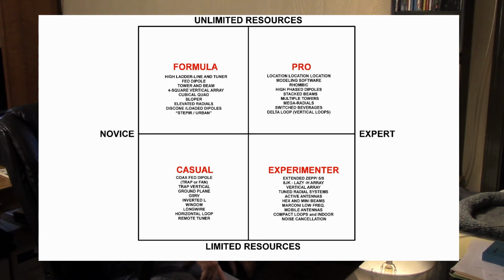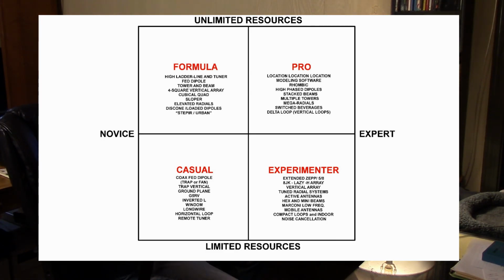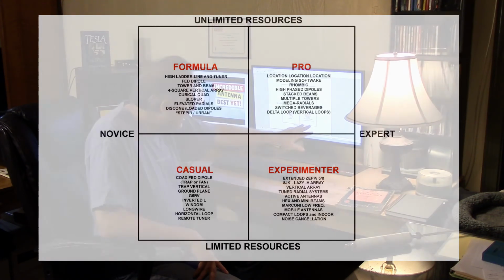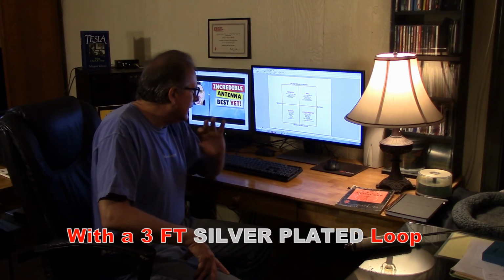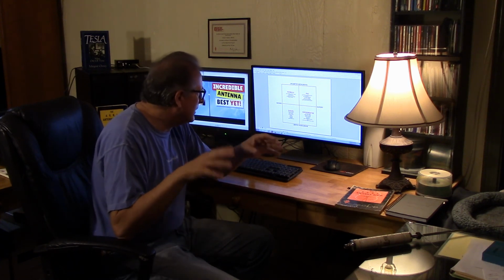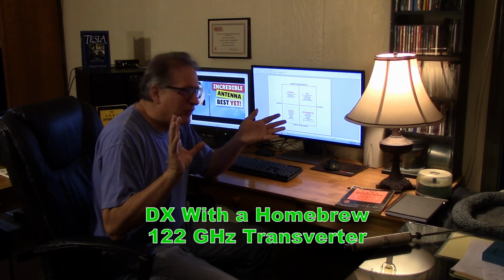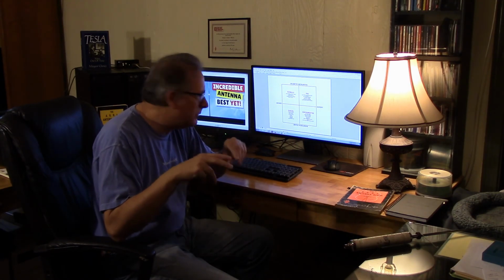The horizontal loop. Everybody loves the horizontal loop. You put a horizontal loop around your property, bang, you're on the air. Casual operator, classic. And then we finally go over to quadrant 4, the experimenter. The experimenter is never satisfied. He wants to try to achieve the performance that you get in the upper section, but he's going to do it the hard way. So that means he's going to be using fancy wire arrays like lazy H's and 8JK arrays. He's going to be playing with perhaps a hex beam or some fancy wire beam.